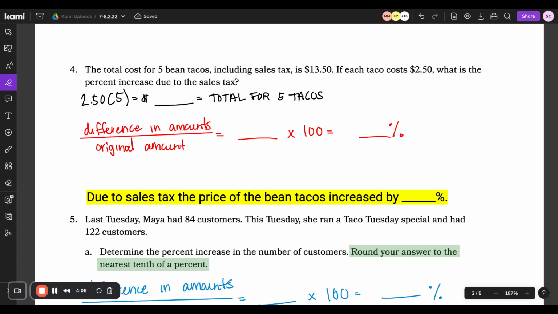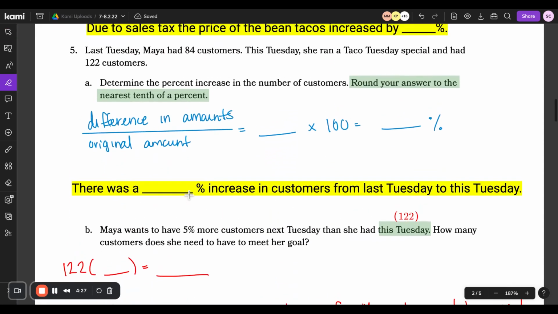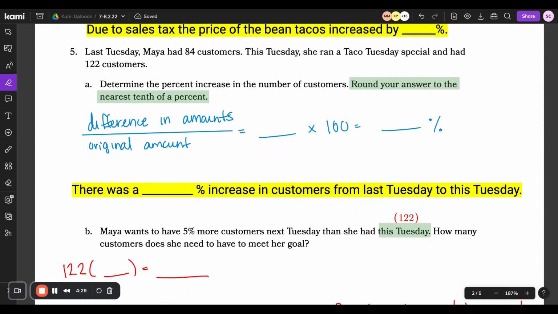So for your difference in amounts, you're going to do the $13.50 minus what the total was for the 5 tacos originally. And then you're going to divide by your original amount, which was the price for your tacos before tax. When you get your decimal, multiply by 100, you have your percent, and then answer our question here in a complete sentence.